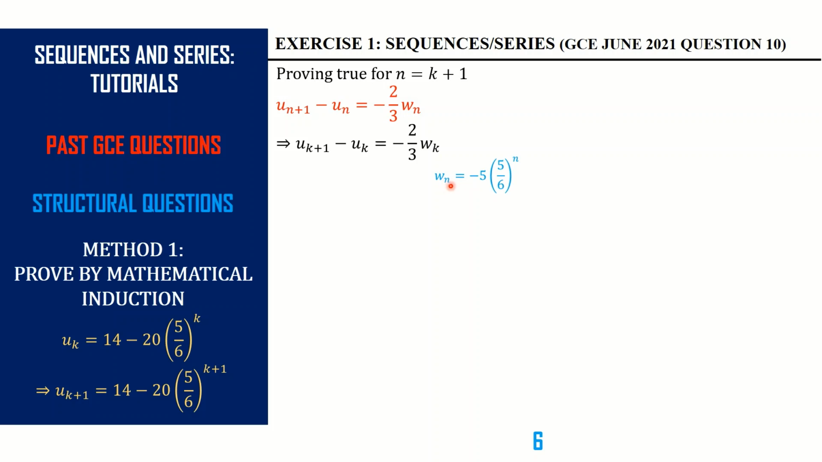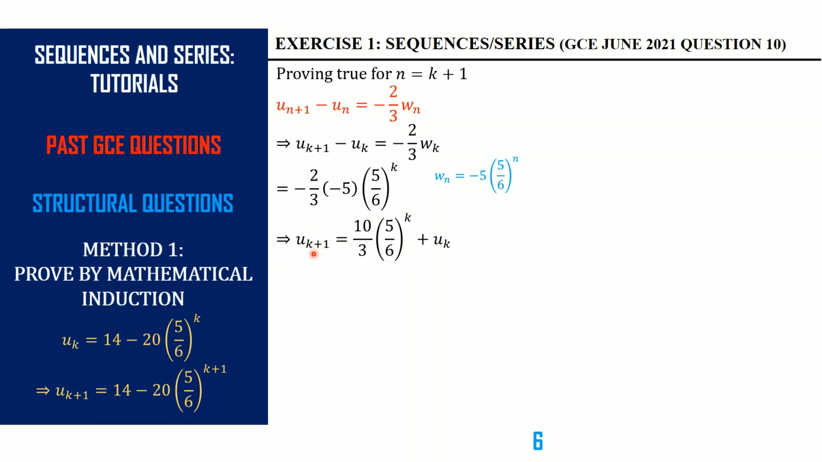So with that, we knew that in Roman 1 of the equation, our w of n was negative 5 times 5 on 6, all that raised to the power n. It means that for our w of k, we just replace our n with k. So our u of k plus 1 minus u of k will be equal to all of this. So we have this negative 2 over 3 here, times our w of k. W of k is now negative 5 times 5 on 6, all that raised to the power k. We can simplify. From here, we can add u of k on both sides, and we get our u of k plus 1 to be equal to, now this one is going to give us negative 2 times negative 5, gives us 10, now divided by 3, times 5 on 6 raised to the power k.